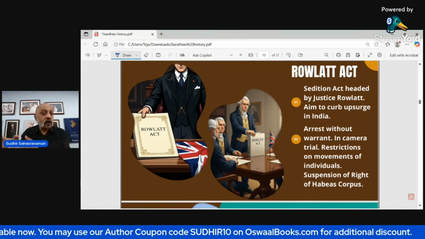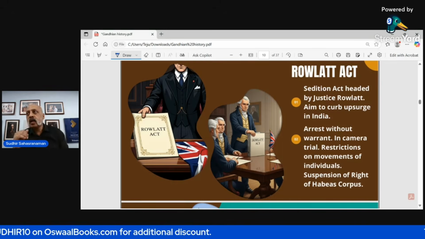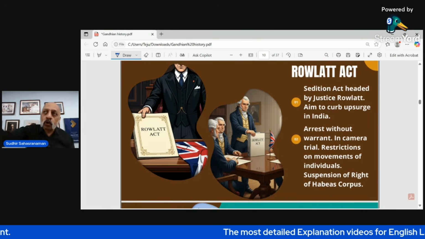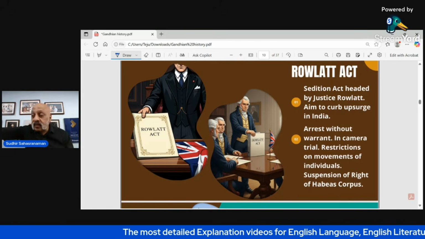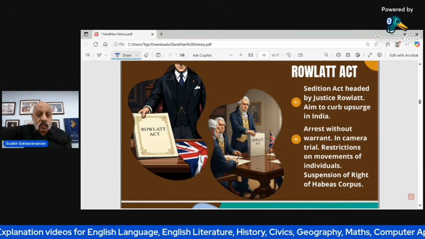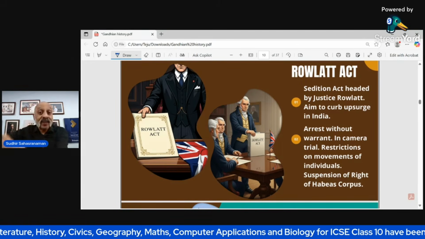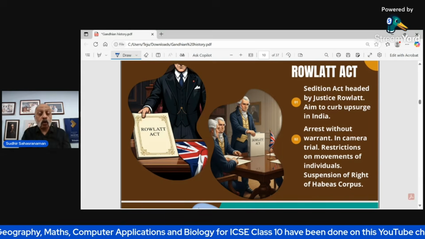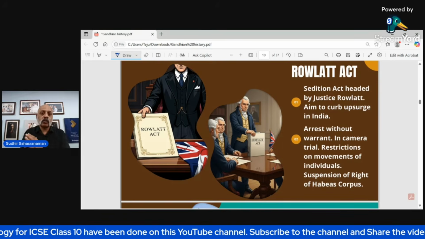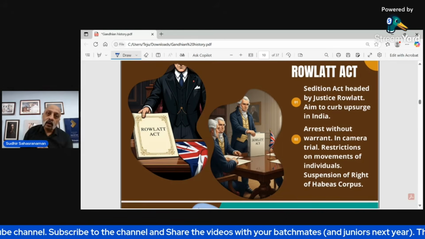There were restrictions on movement of individuals and suspension of the right of habeas corpus. Habeas corpus, we will study in the judiciary chapter. It essentially means that if someone is missing, I have the right to go to the court and say that I suspect that either the government or some individual or some group of individuals have kidnapped or abducted this particular person. I want that person to be produced so that I'm sure that he has not been killed. So that is the habeas corpus petition which is filed in any court. They suspended that also.